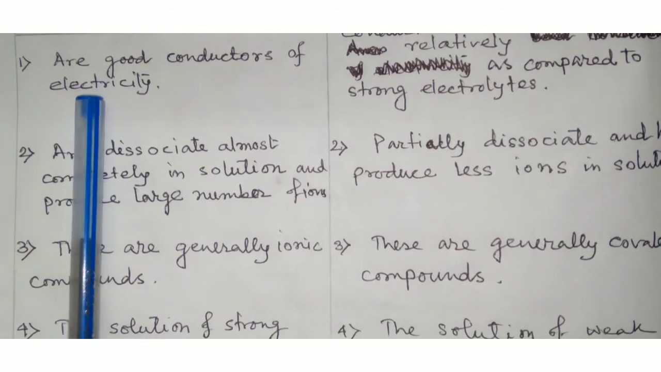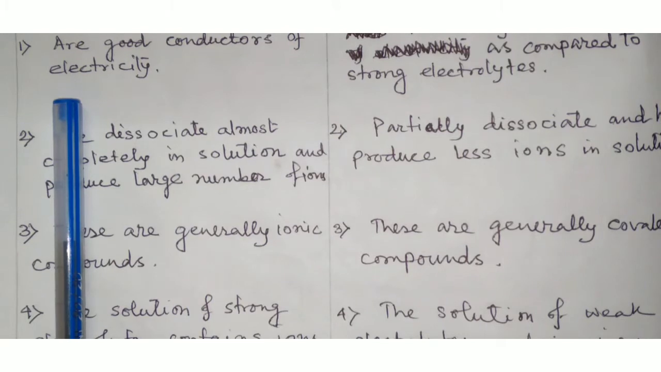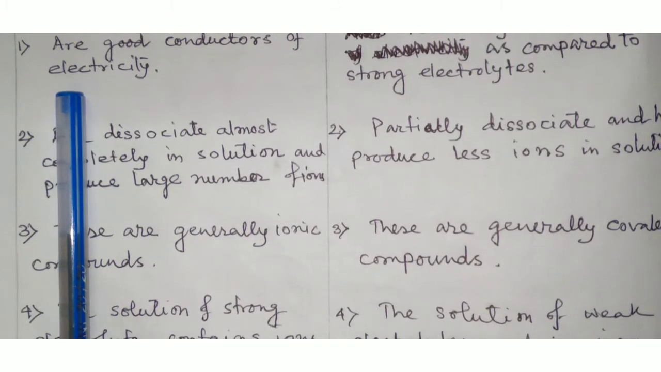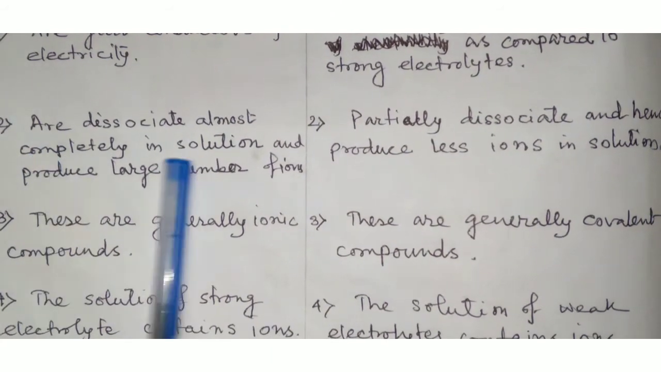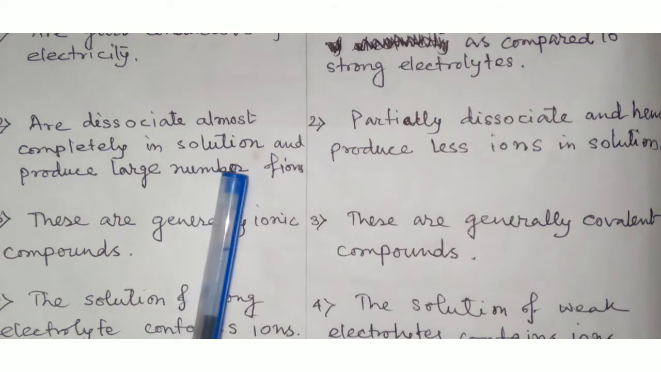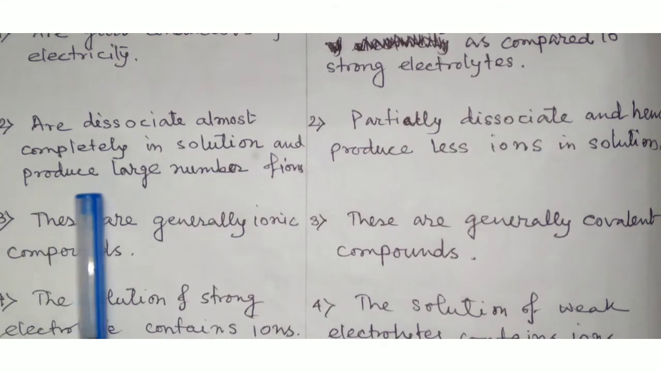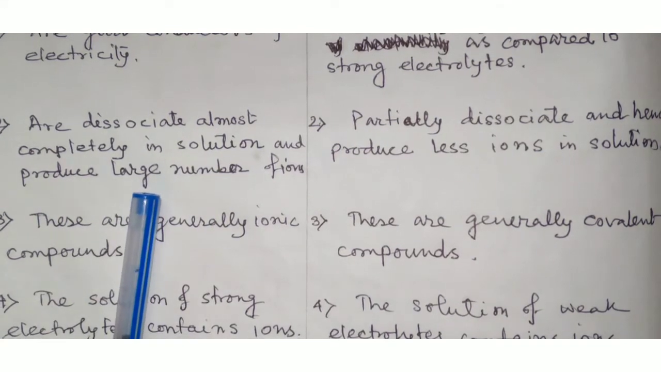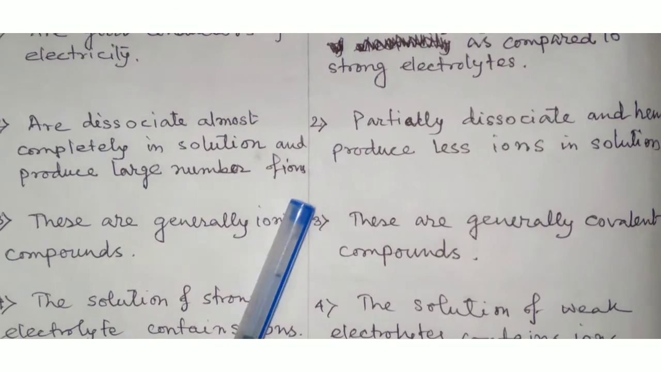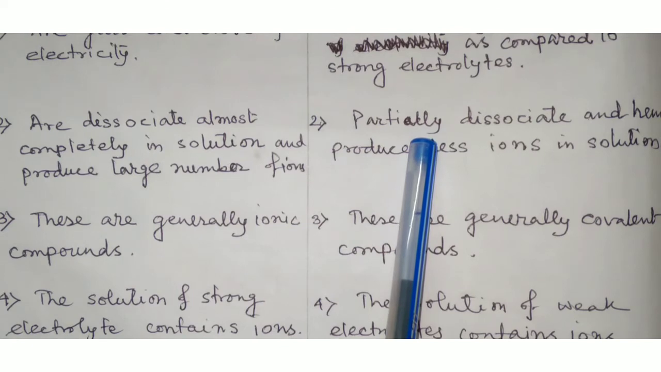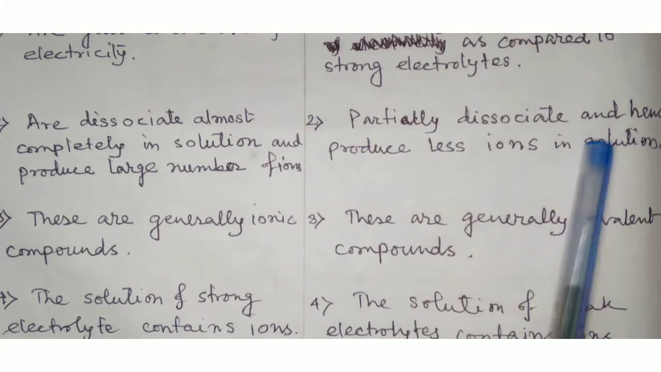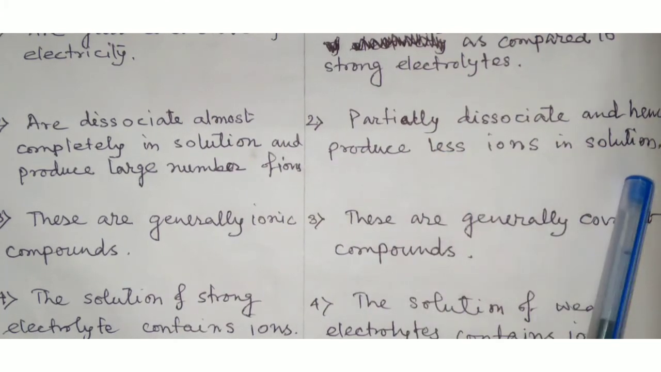strong electrolytes are good conductors of electricity, whereas the conductance of weak electrolytes is relatively low as compared to strong electrolytes. Number 2, strong electrolytes dissociate almost completely in solution and produce a large number of ions, whereas weak electrolytes partially dissociate and hence produce fewer ions in solution.